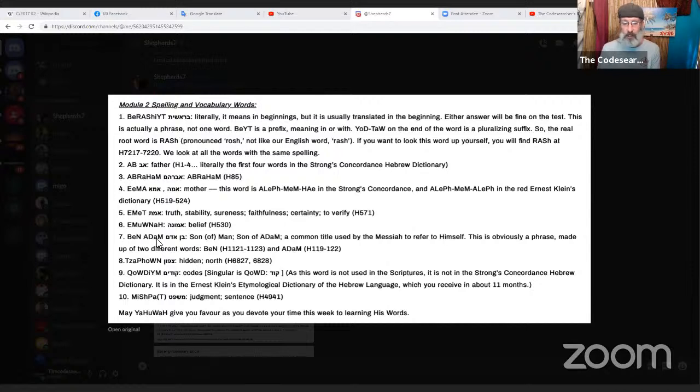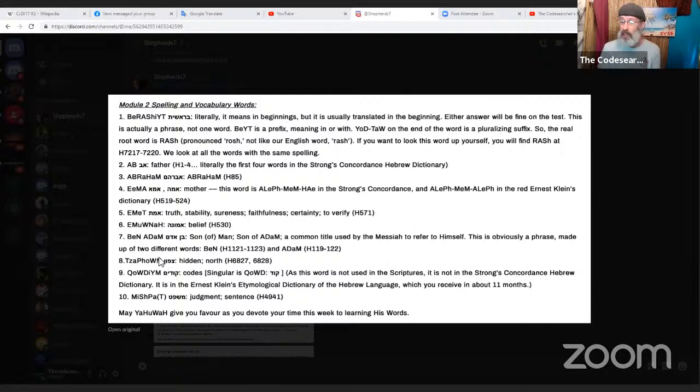Ben Adam is number 7, which means son of man. It's 2 words, Ben and Adam. Ben, which is H1121 and 1123, and Adam, which is H119 and 1 through 122. It is Bet, final Nun, and the Aleph, Daled, final Mem.